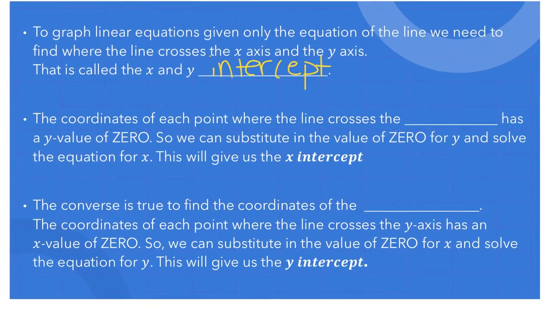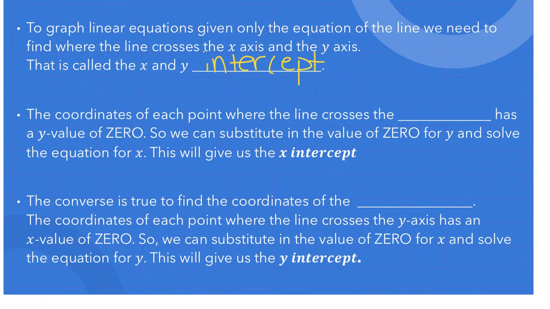And then the coordinates of each point where the line crosses the y axis has an x value of 0. So whatever's on the y axis is going to have a value of 0, and then we're going to substitute that value of 0 into our equation. Then we'll be able to solve for x, and that will give us the x-intercept.